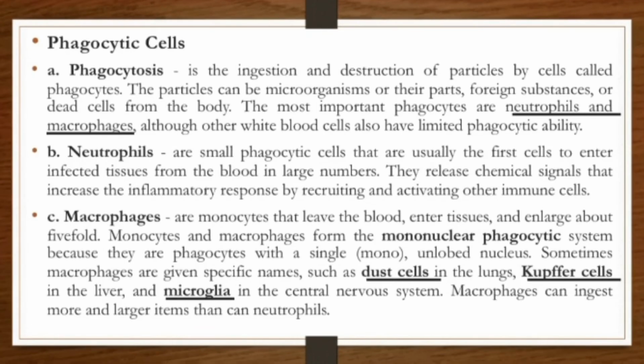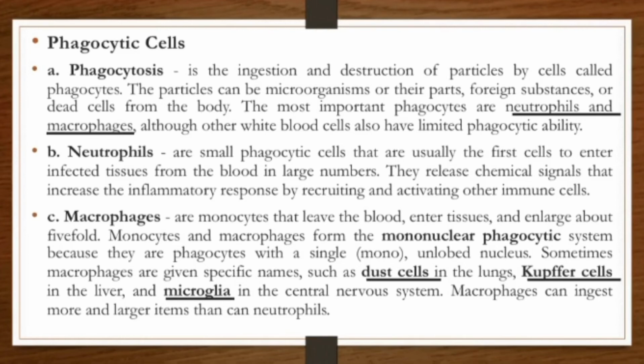Phagocytic cells. Phagocytosis is the ingestion and destruction of particles by cells called phagocytes. Particles can be microorganisms or their parts, foreign substances, or dead cells from the body. The most important phagocytes are neutrophils and macrophages, although other white blood cells also have limited phagocytic ability.